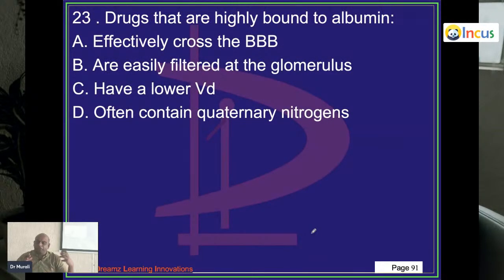Okay. So then, whenever a drug is highly bound to albumin, binding to albumin is like getting married.